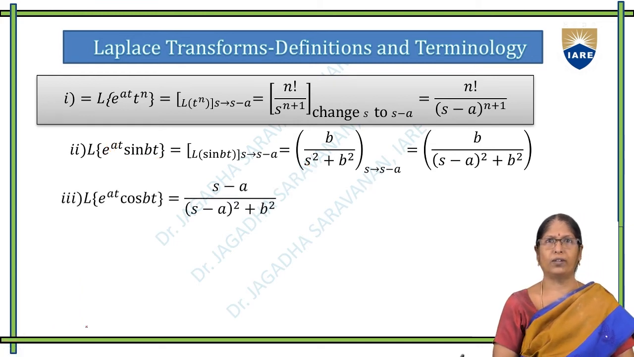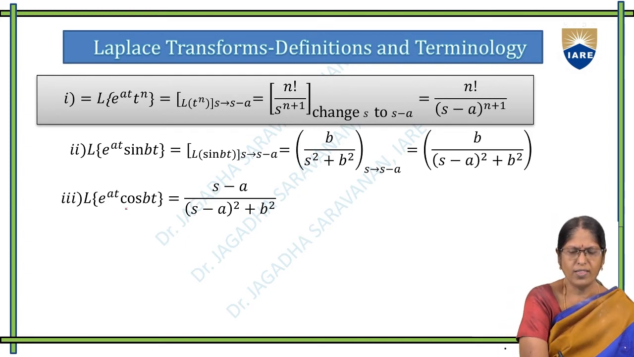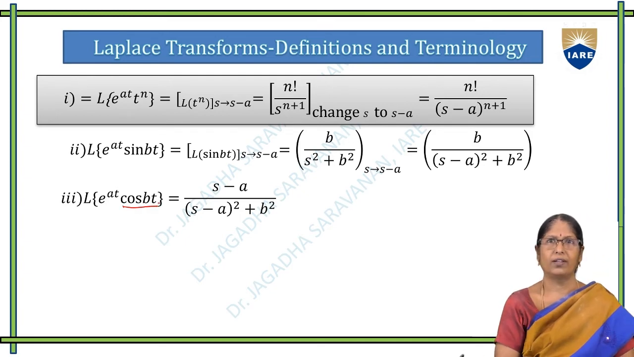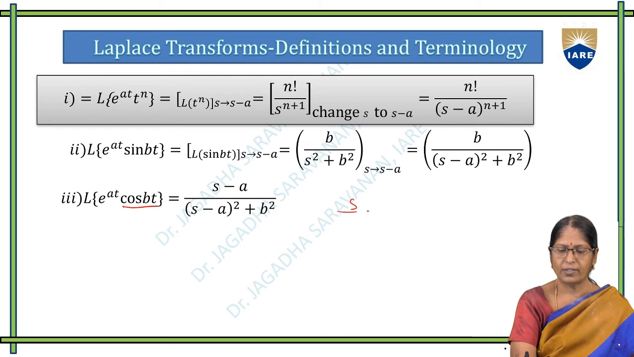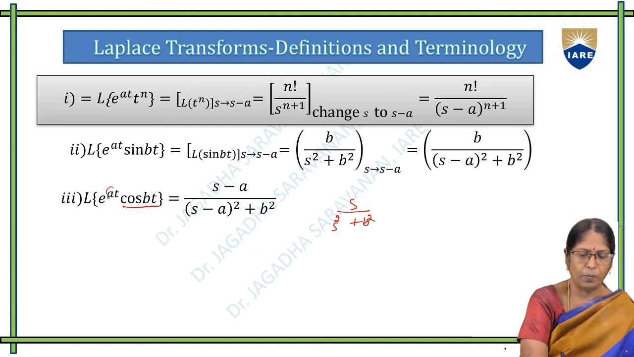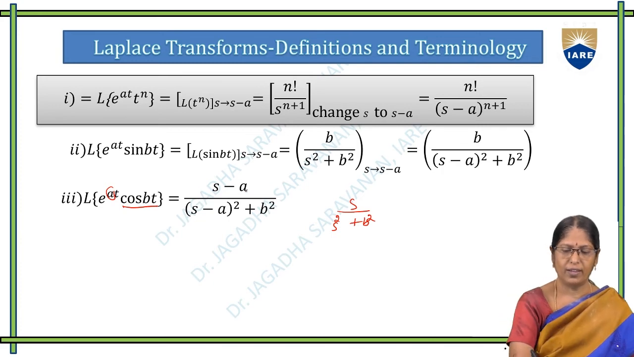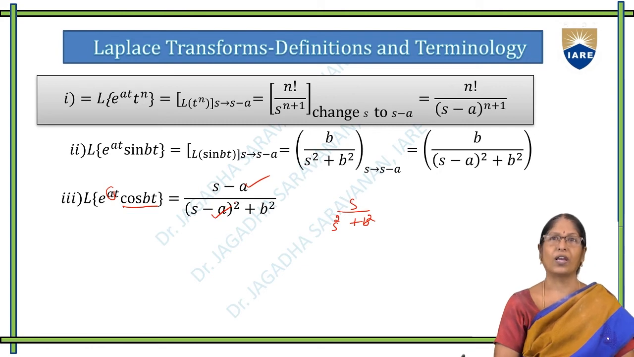The third one, e power at cos bt. For only cos bt, the formula is s by s square plus b square. But here plus a is there, then s is replaced by s minus a. Yes, here also s is replaced. Yes, we have done it.